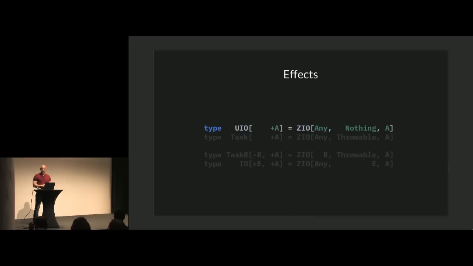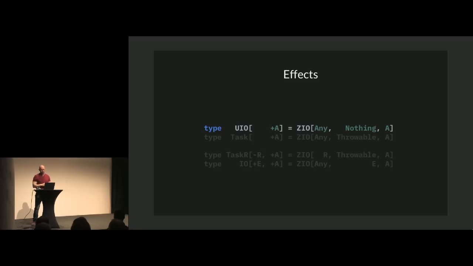Now, you don't always need all of these different type parameters, so there are some type aliases and companion objects in ZIO to remove the ones that you don't need right now. All of these are just type aliases. There's only one effect type in ZIO. However, these type aliases are common enough that it's useful to bake them into core.